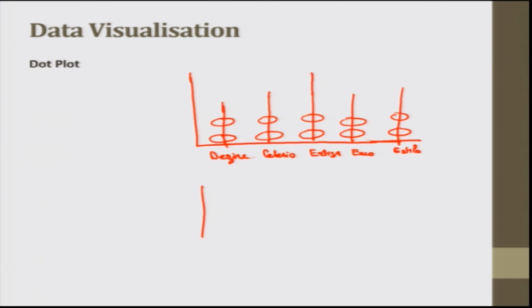Just recording the data. So this kind of plot can also be drawn like this: 1, 2, 1, 2. I am putting rings here: 1, 2, 3, 4; 1, 2, 3, 1, 2, 3, 1, 2. Okay, so this is a dot plot.